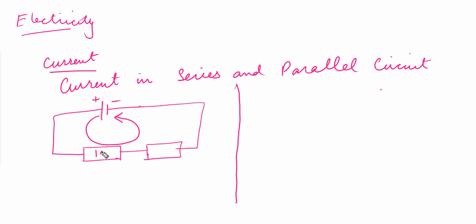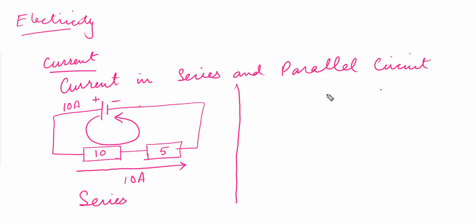Let's suppose this resistor is of 10 ohm, this resistor is of 5 ohm, and the total current flowing through the battery is 10 amperes. So 10 ampere will pass through this first resistor, and 10 ampere of current will pass through the other resistor. So no matter what is the resistance of the resistors that are attached in series, the amount of current will remain the same. Now this is for the series circuit.